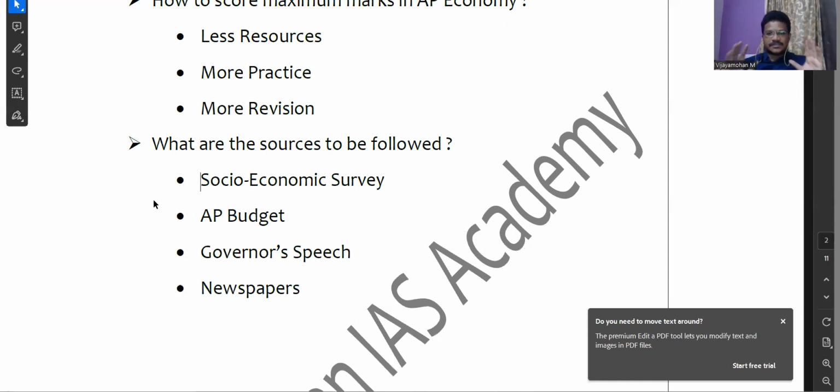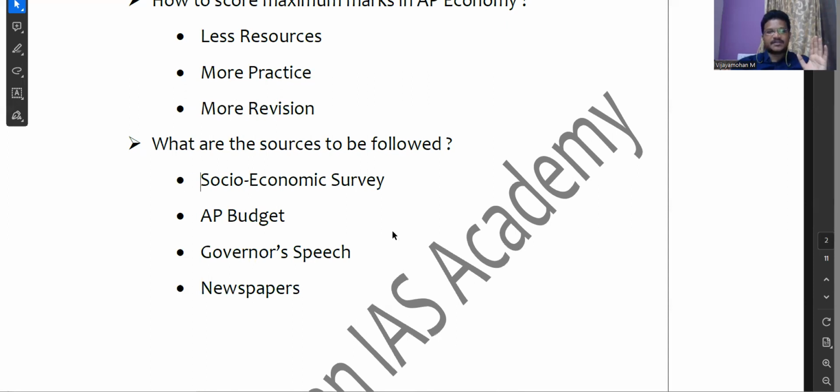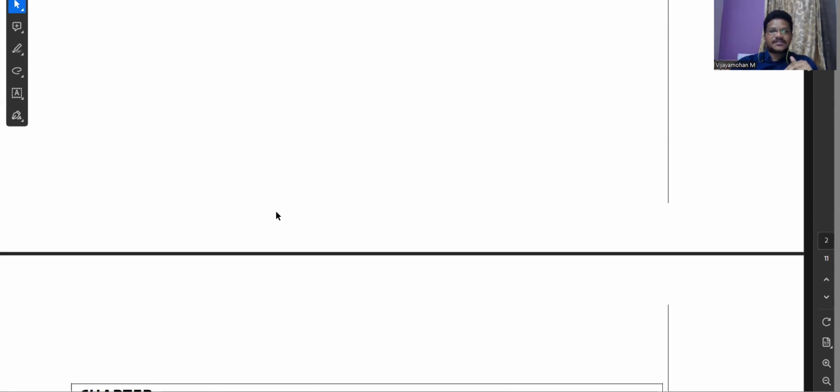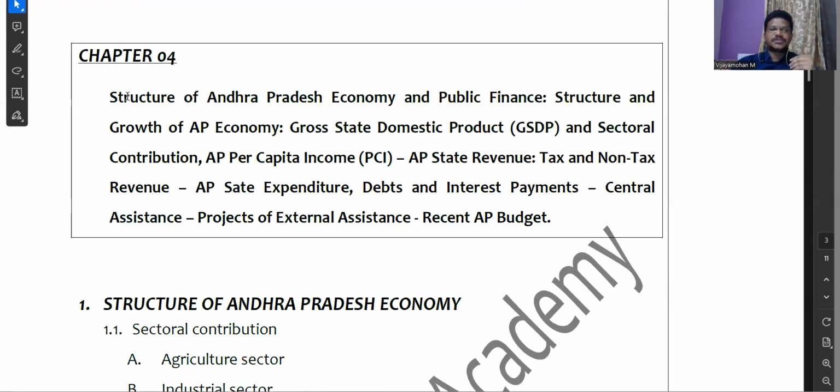So these are sufficient, and you need not go for any other book. Substantiate these resources with any good test series which is available, that is sufficient, right? So these are the three FAQs that aspirants keep on asking. So now after this, let's move to chapter 4.